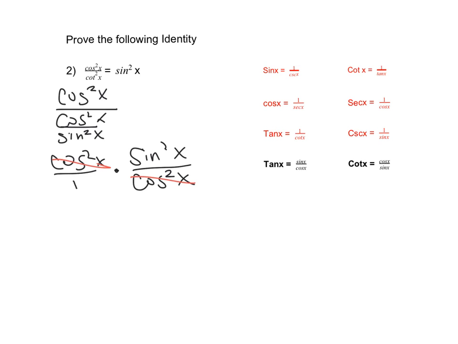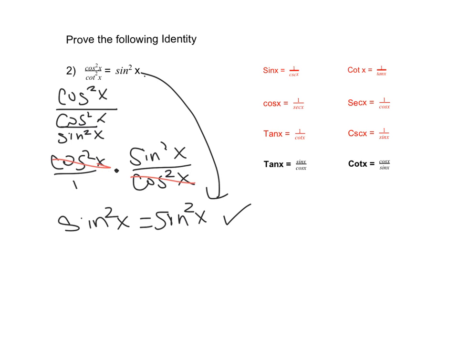And they are gone. And I am left with sine squared x equals sine squared x. And that's exactly what I wanted. So I'm done.